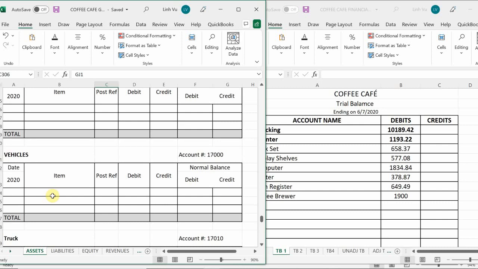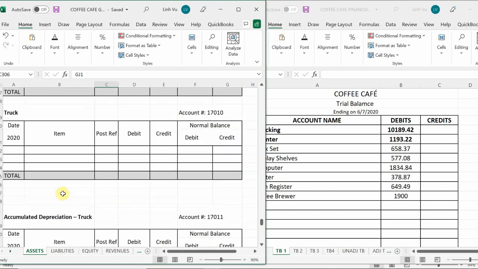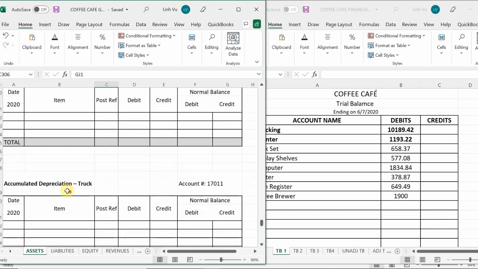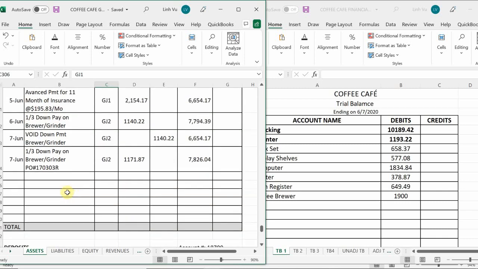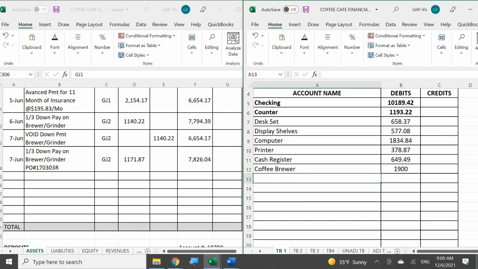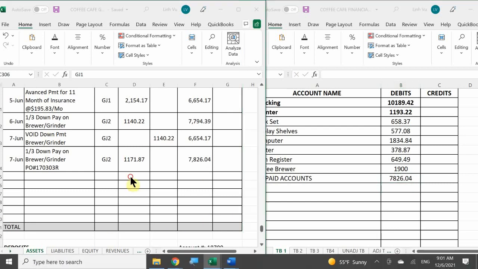So here we have vehicles. Okay? Vehicles. Did we make any purchase of vehicles? Not that we are aware of. No truck, no nothing that we purchased. Okay? So the next account is going to be prepaid accounts. In this case, yes, we do have an account balance for prepaid accounts, for $7,826.04. Okay.